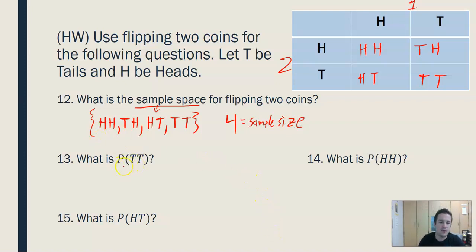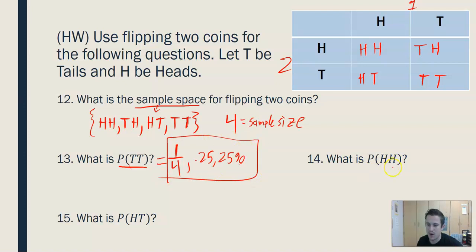What is the probability of flipping a tails and then a tails? Right here, I have one instance where I can flip a tails and a tails. So the probability of flipping 2 tails is 1 out of 4. There are 4 total possible options in my sample size, and 1 occurrence of 2 tails in a row. So that's 0.25 or 25%.